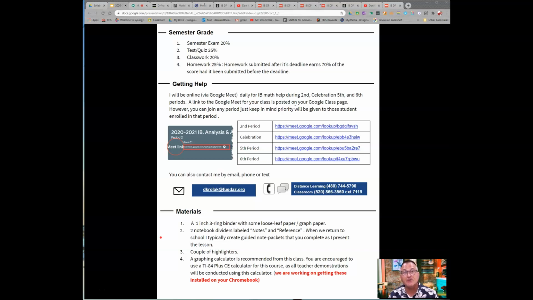All right, the other material is a graphing calculator. Now, before you go out and buy a TI-84, we're working right now on trying to get those installed on your Chromebooks. But all of the calculator demonstrations that we do are done using a TI-84. And that's the syllabus for today.